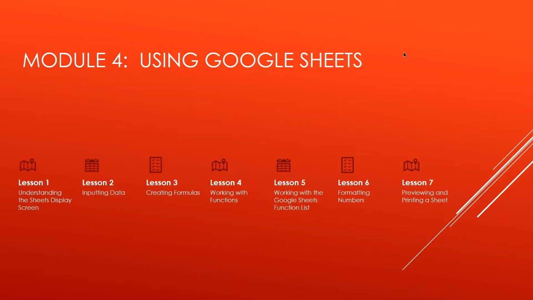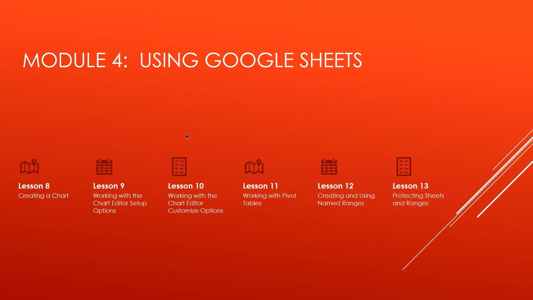We started Module 4 using Google Sheets by going over the Sheets display screen, and then we started inputting data. We moved on to creating formulas and working with functions, and we actually worked with the Google Sheets function list as well. You learned how to format numbers and how to preview and print a sheet. And then we switched our focus and we created a chart.